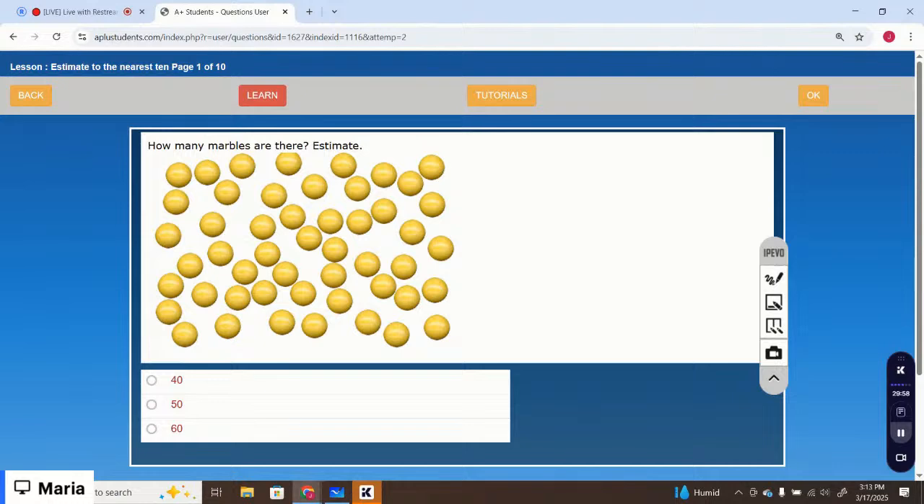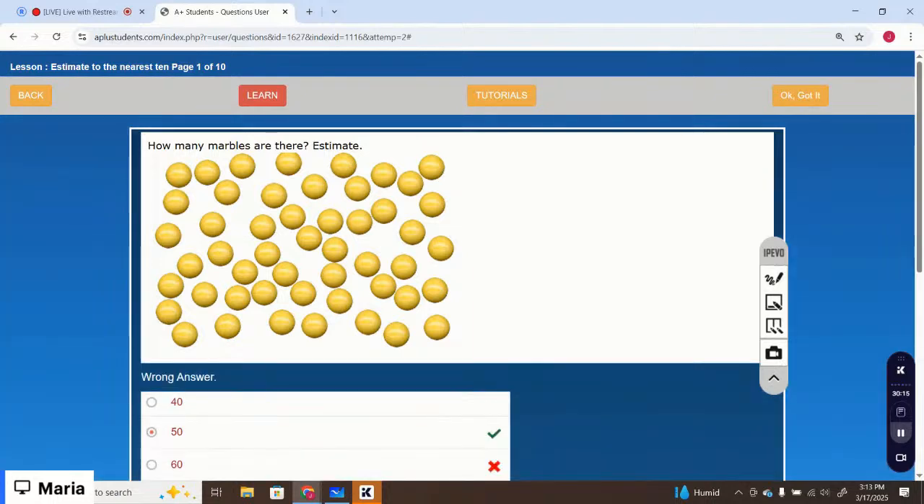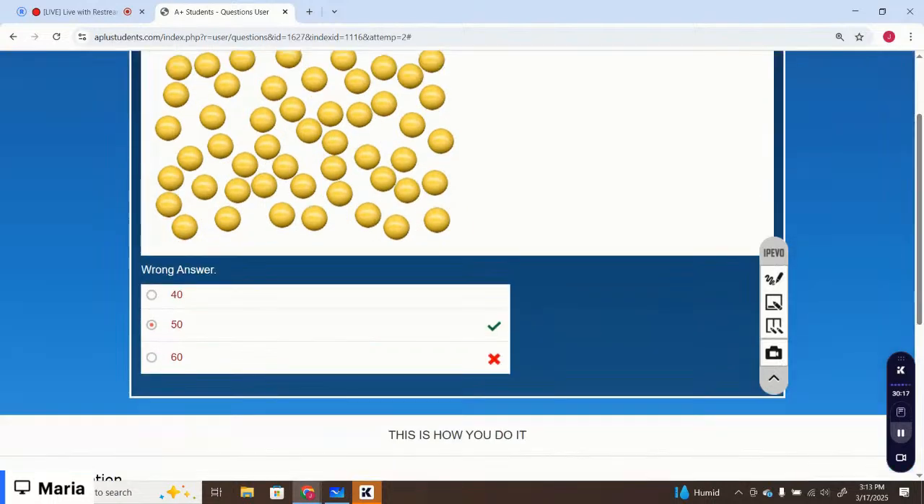How many marbles are there? 40, 50, and 60. You don't have to actually count them. Just make a guess. Like, I think that looks like 60. Option number C is the correct option. Oh, they are around 50. The correct option is 50. They are around 50.